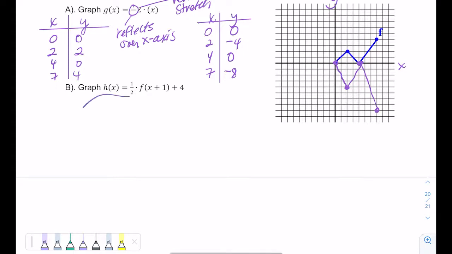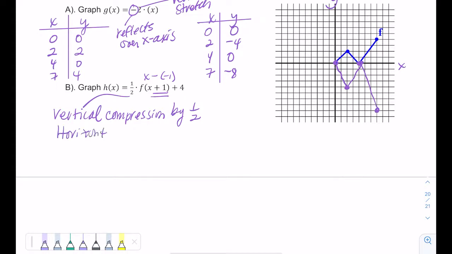So the 1/2 is on the outside. So anything on the outside is vertical, right? You're multiplying by a half, so 1/2 is between 0 and 1, so that's going to be a vertical compression or shrink by a factor of 1/2. Now I've got this plus 1 on the inside. So anything on the inside is horizontal. And that value there, remember, another way to write it would be x minus -1. So since that's less than 1, that's going to be a horizontal shift left 1. So you're going to see the graph shift to the left 1.